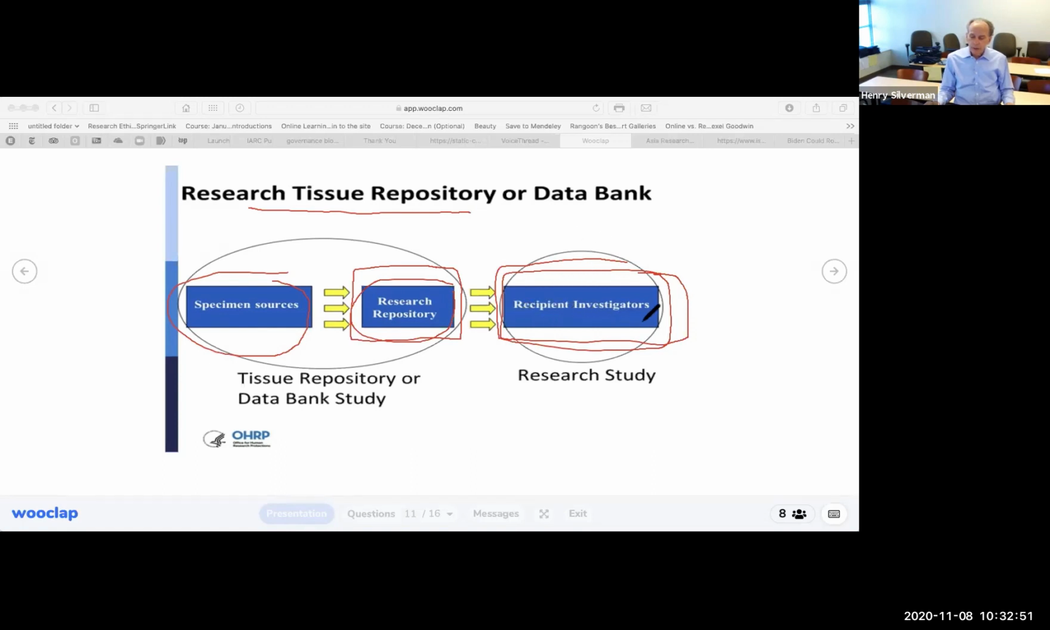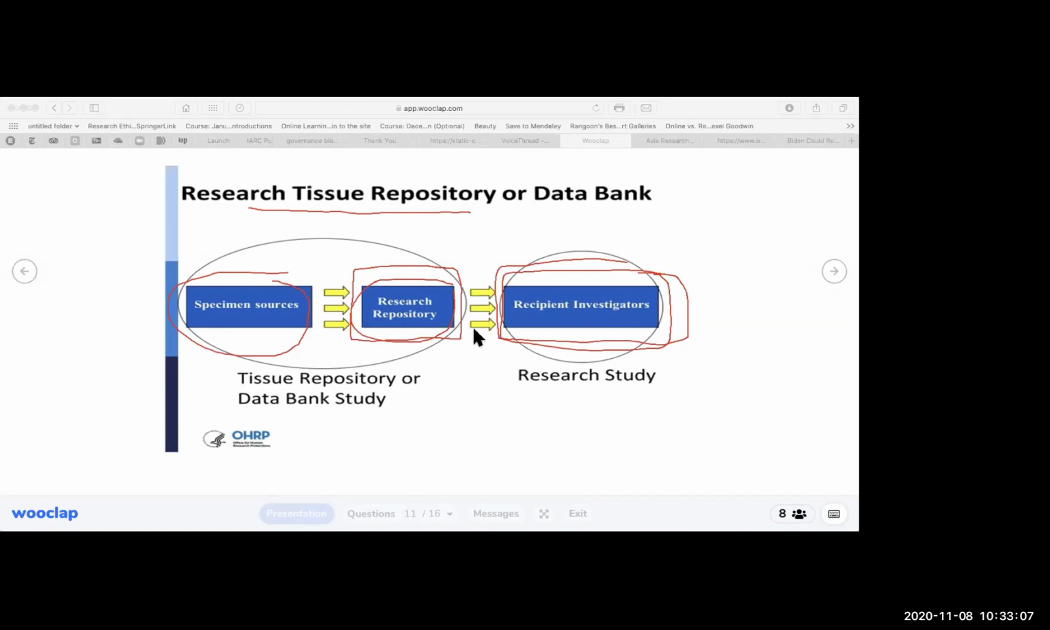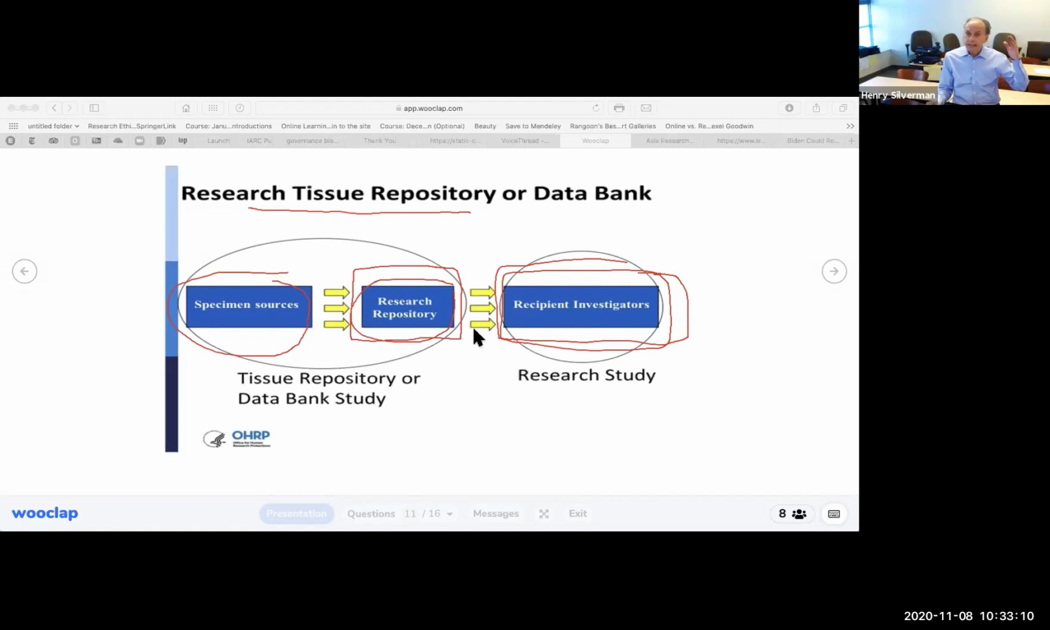Now, the recipient investigators, when they ask for access to the data and the biospecimens, obtain the data and the specimens in a de-identified manner, and they do not obtain the code that links back to the individuals who donated their data and biospecimens. So let me ask you the question, are the recipient investigators doing human subject research?